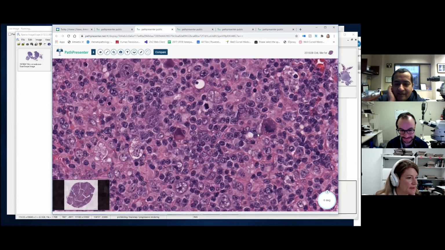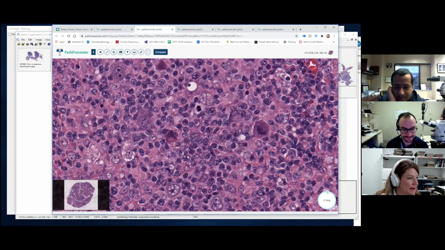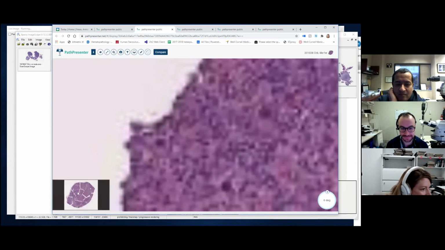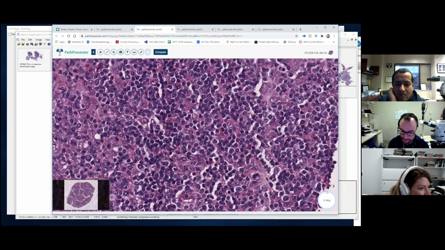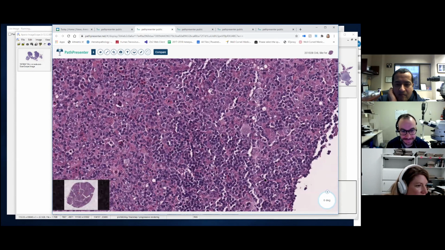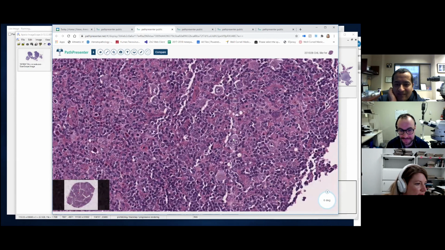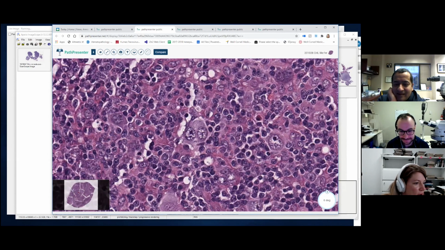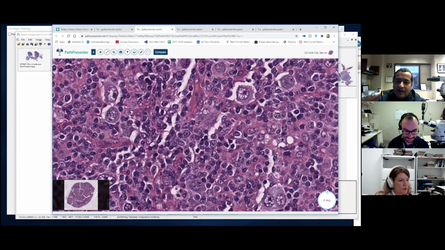Here are some little mummified looking cells. This is a nice classic case. Here's one, like this one, multinucleate, with kind of prominent nucleoli. The staining here is very dark, unfortunately, so they don't look like cherry red nucleoli.